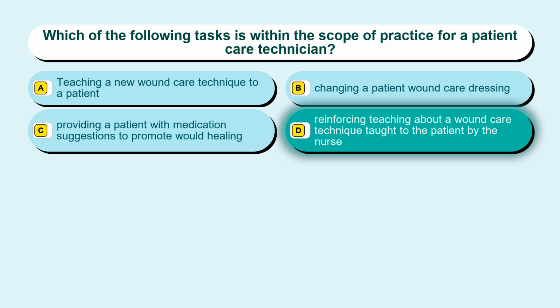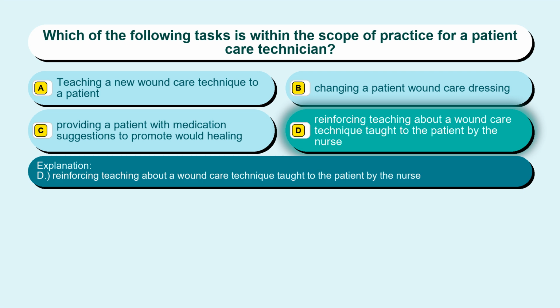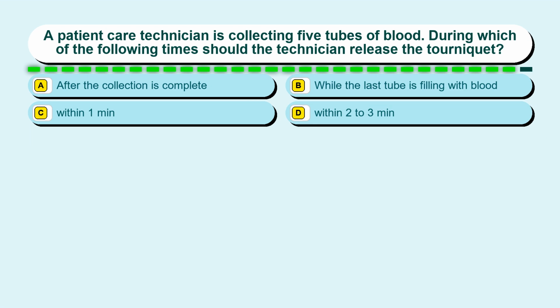The correct answer is option D, reinforcing teaching about a wound care technique taught to the patient by the nurse. Question 69. A patient care technician is collecting 5 tubes of blood. During which of the following times should the technician release the tourniquet?